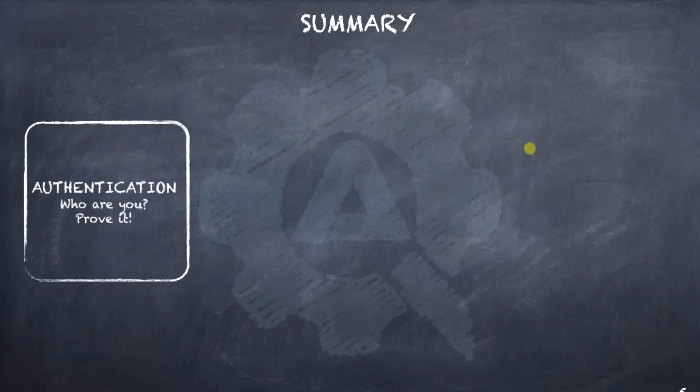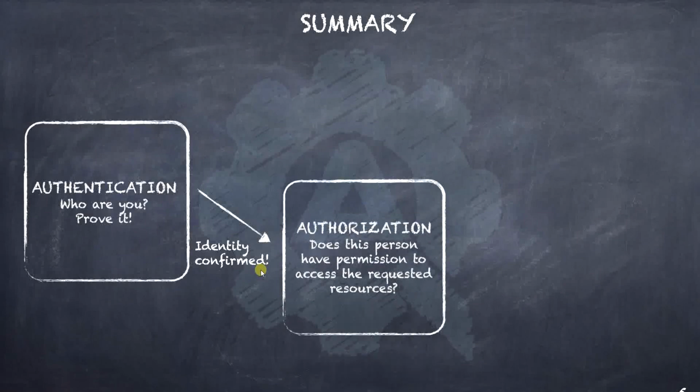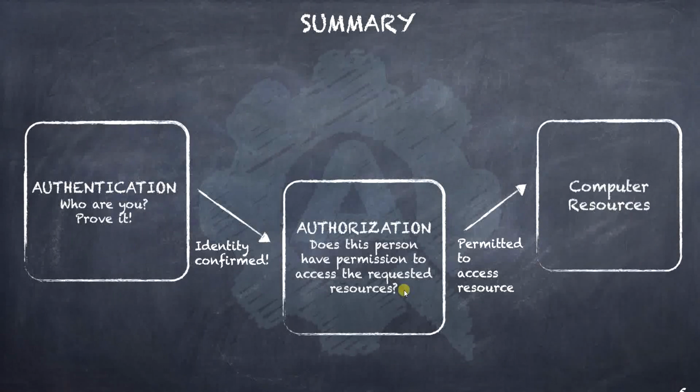To summarize, we begin with the block of authentication, where we answer the important question, who are you, and we prove it by means of the identity. Once the identity gets confirmed, we go on to the next block, that of authorization. Under authorization, we answer the important question, does this person have permission to access the requested resources? If the answer is positive to that particular question, then the user is permitted to access the resource. And this is the chain of the authentication and authorization flow.